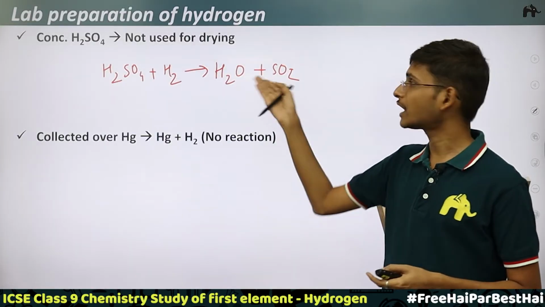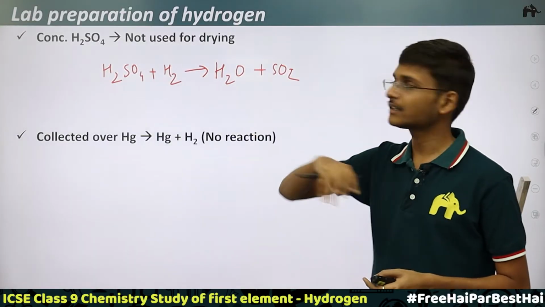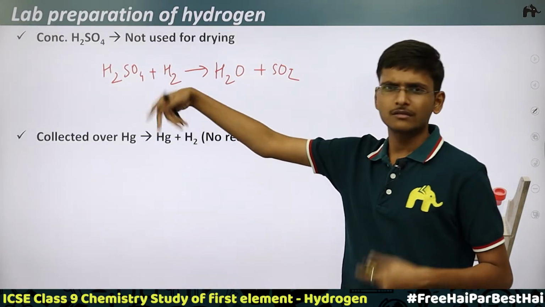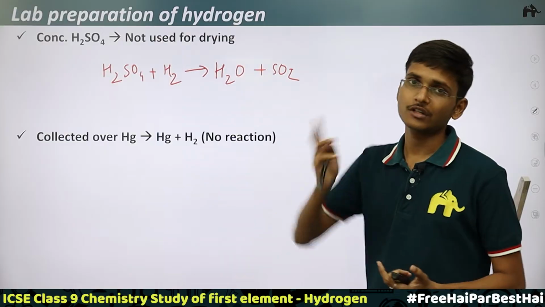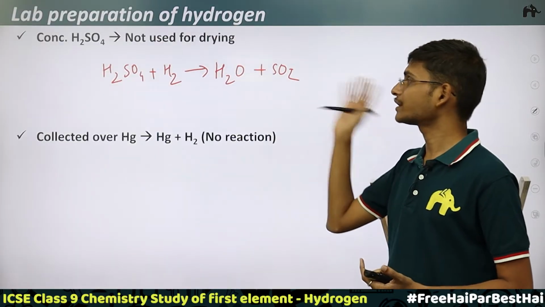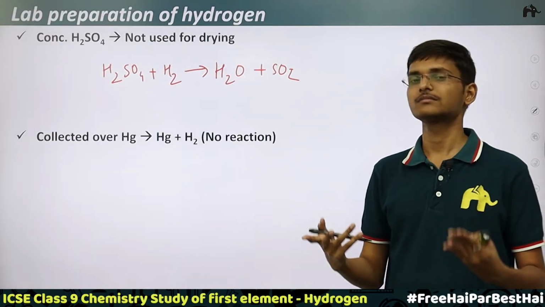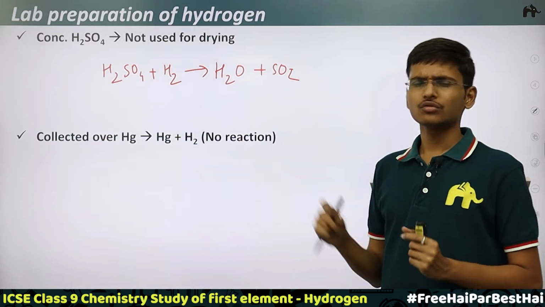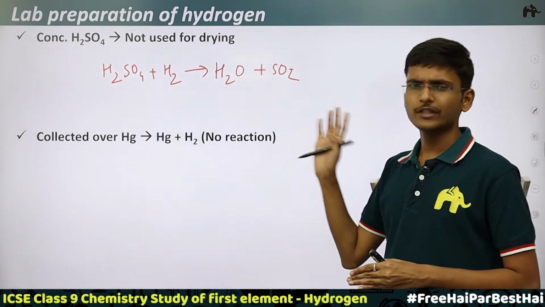The result is that the hydrogen gas reacted with concentrated sulfuric acid and got converted into water and sulfur dioxide. Correct? Fine, let's move ahead. So that's the reason we cannot use concentrated sulfuric acid.